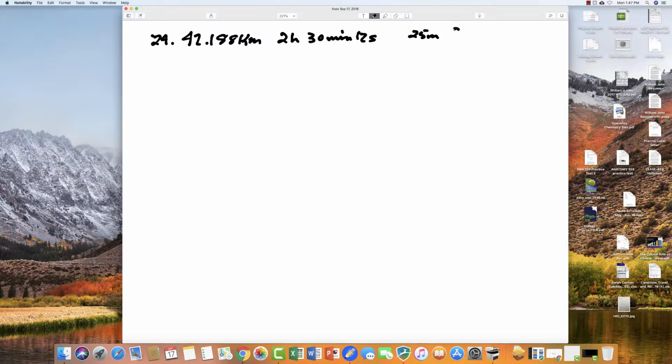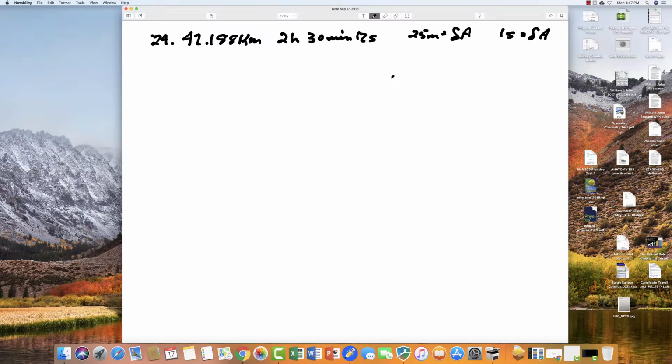So the delta A here is equal to 25 meters. And an uncertainty of 1 second in the time. So the delta A for that is 1 second. Calculate the percent uncertainty in the distance.